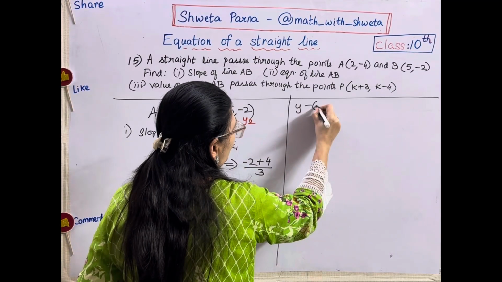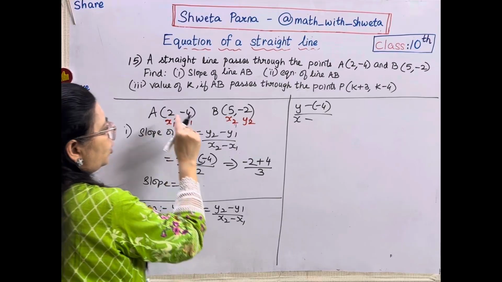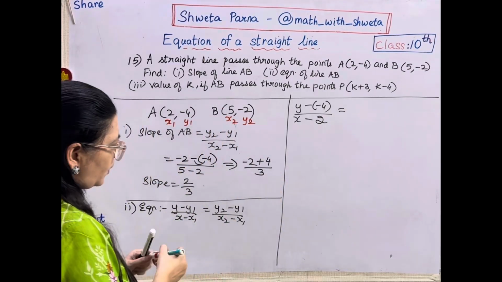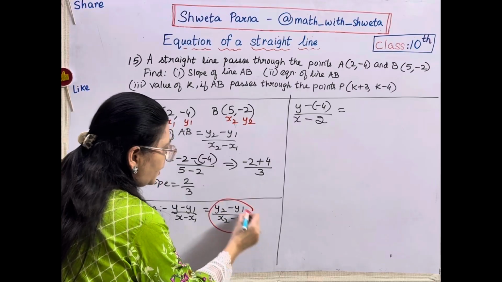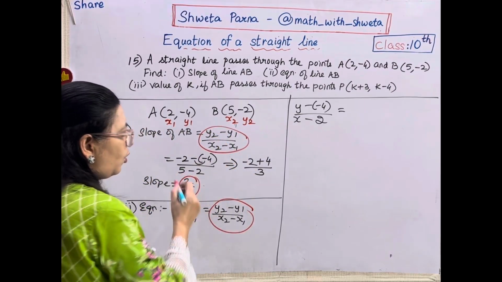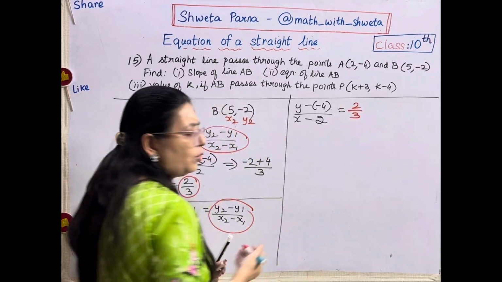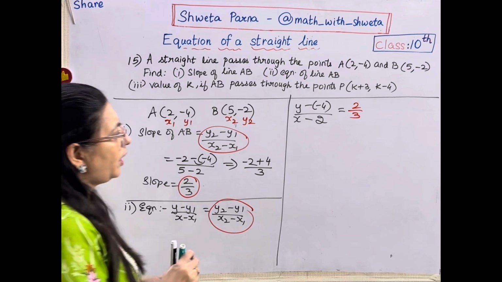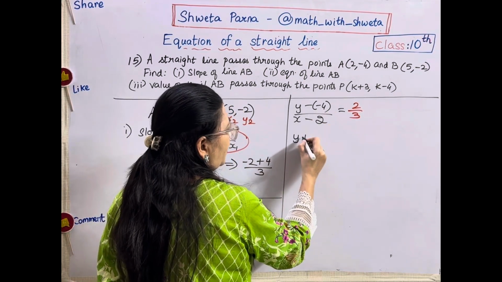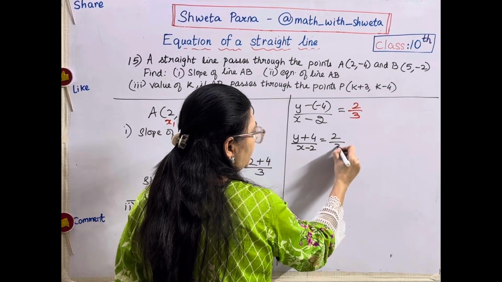Now y minus, what is y1? y1 is minus 4, upon x minus x1, which is 2, is equal to, if you notice, y2 minus y1 upon x2 minus x1, and that is the slope. So the answer you already got is 2 upon 3. You can just write here 2 upon 3. You don't have to solve further. Okay. Now minus into minus will become plus. So y plus 4 upon x minus 2 is equal to 2 upon 3.